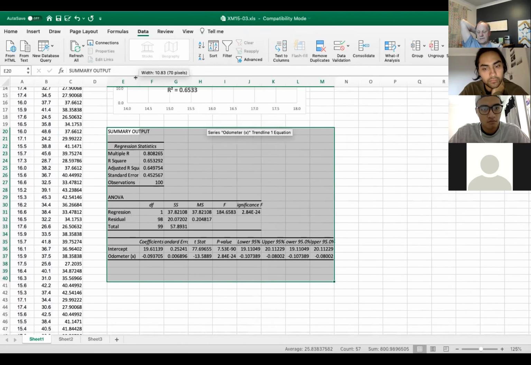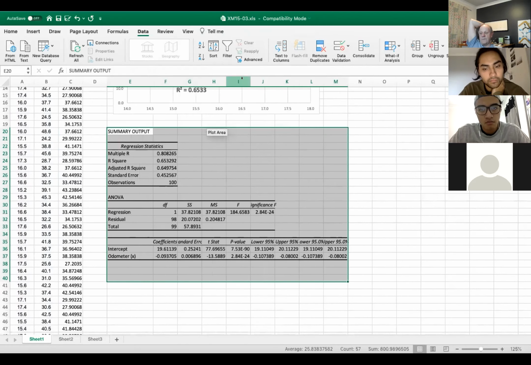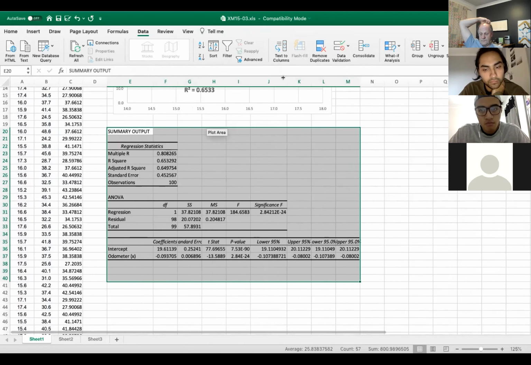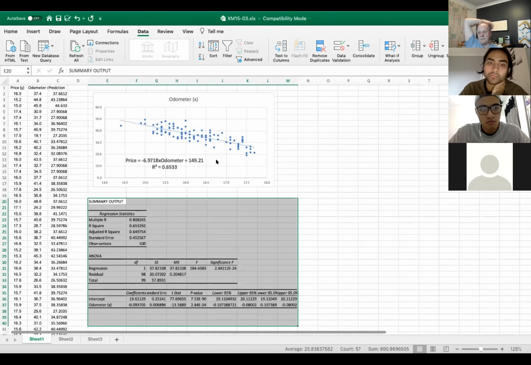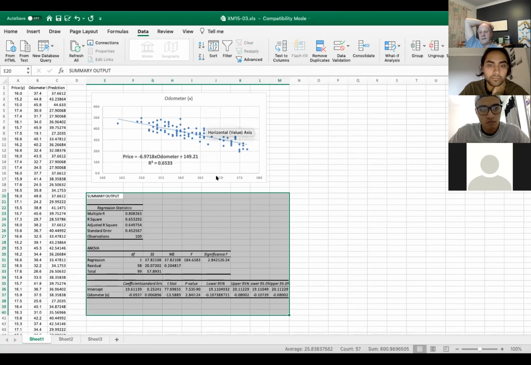Okay, it shows me, I hope you can see that the graph is actually the wrong way around. I didn't spot it, but it's a good thing we spot it now. If you look at the graph, it's actually got the price at the bottom and the odometer on the left. Can you see that? Yeah. So we actually need it the other way around.